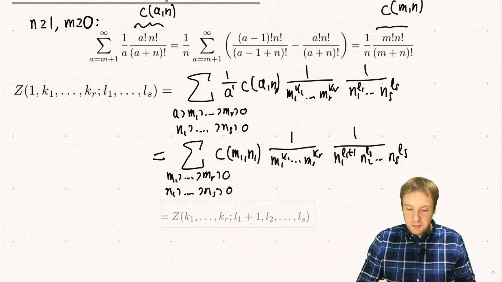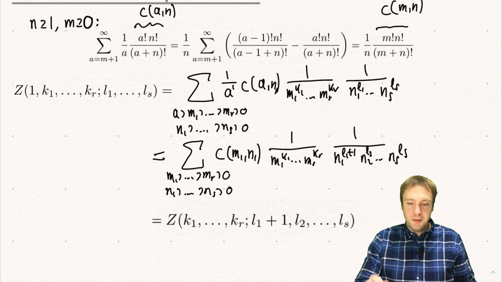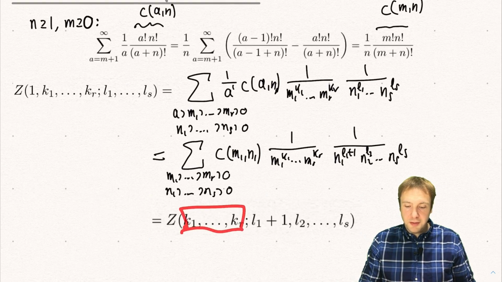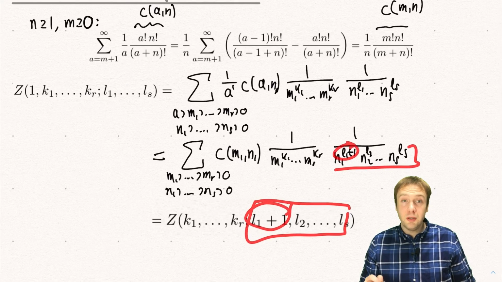But this is exactly what we wanted. This is exactly now the connected sum, which on the left-hand side has the index k, and on the right-hand side it has the index l, but in the first entry we got plus 1.